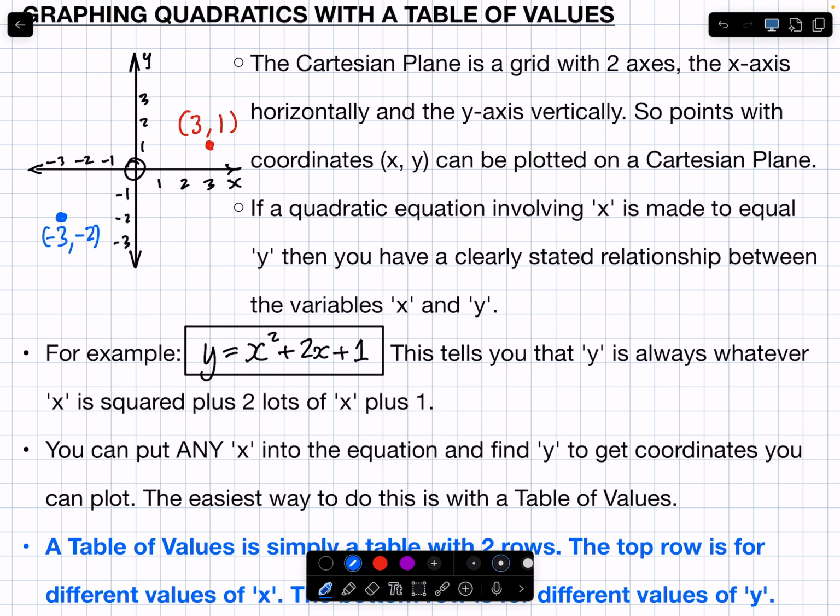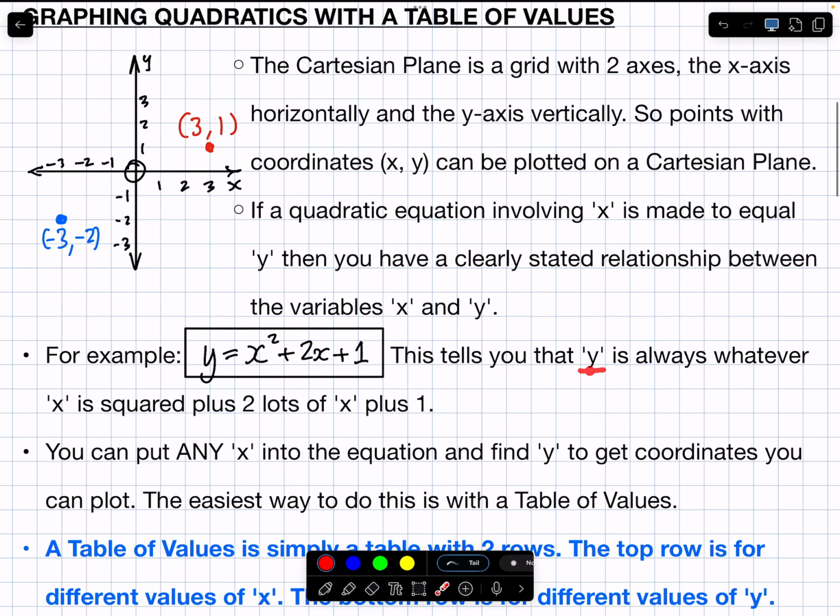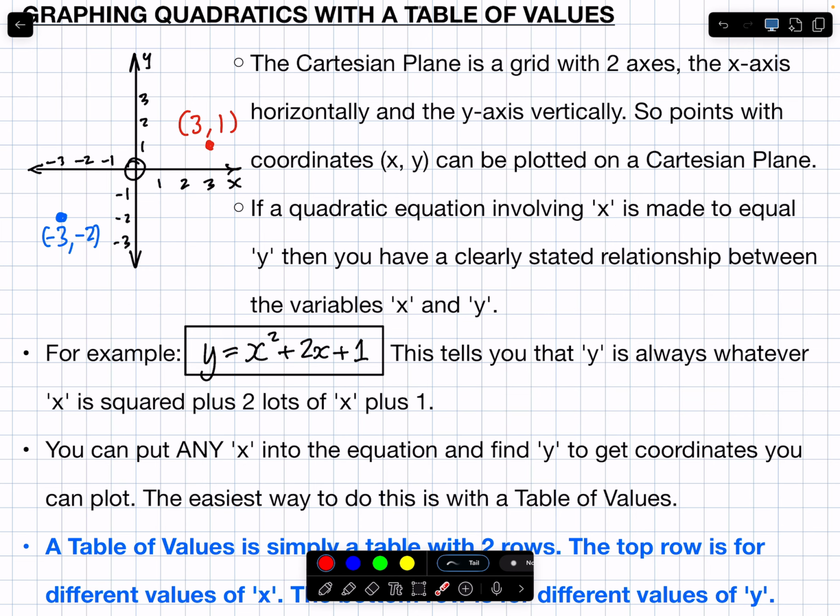And then second is how far up and down it is. So how does this relate to quadratics? Well, if I've got a quadratic equation that looks like this, x squared plus 2x plus 1, and I'm making it equal y, what does that actually tell you? It tells you that y is always whatever x is squared, plus 2 lots of x, plus what? What's the end bit say? 1. So whatever the y coordinate is, it is going to be x squared plus 2x plus 1.